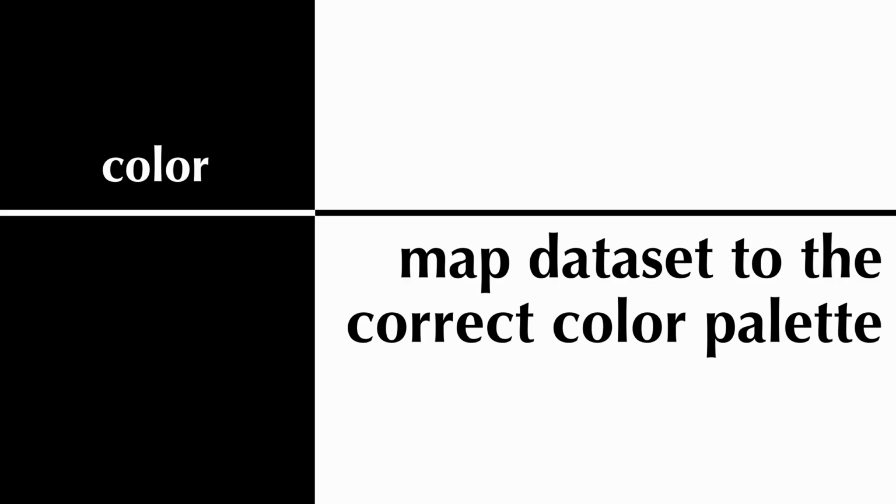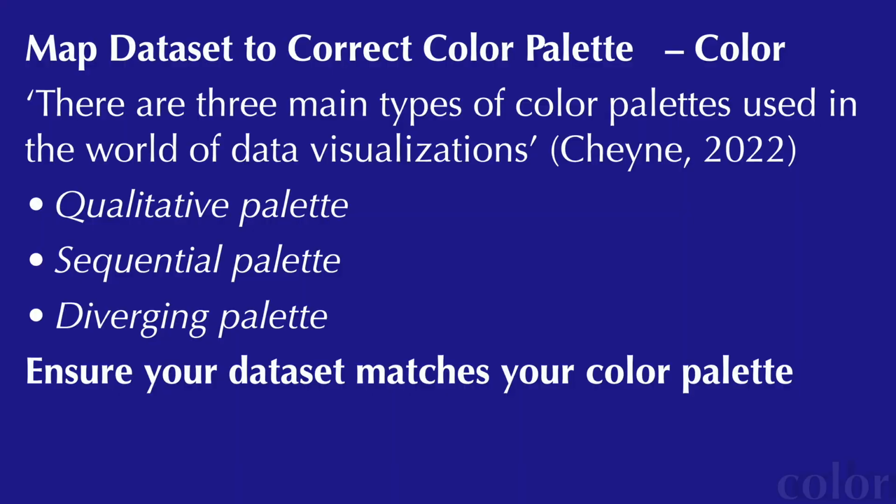You want to map your data set to the correct color palette. Cheyne divides color palettes used in the world of data visualization according to three different types. There's a qualitative, a sequential, and a diverging palette. You want to ensure your data set matches your color palette.